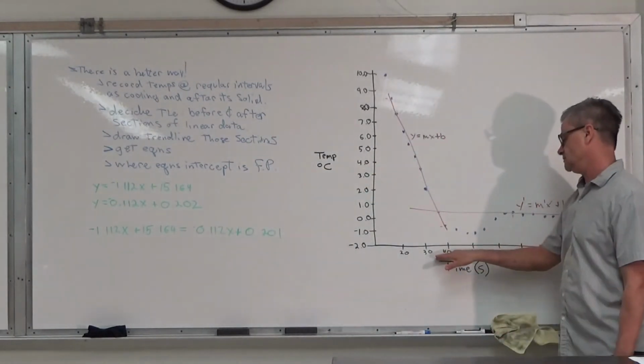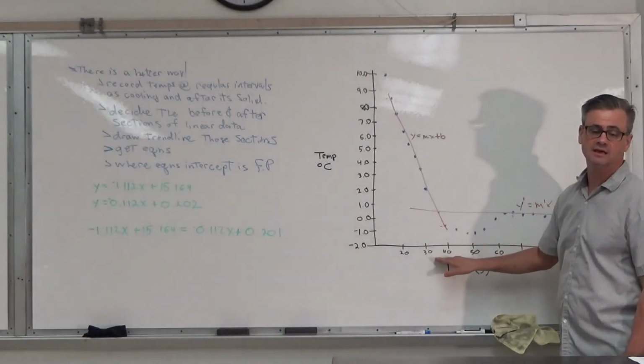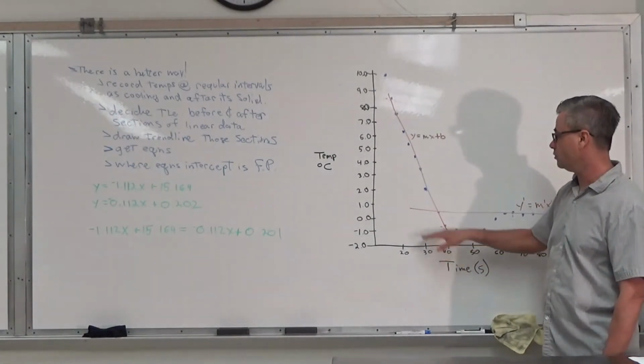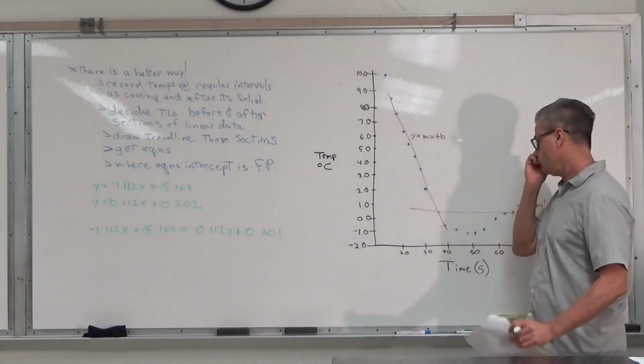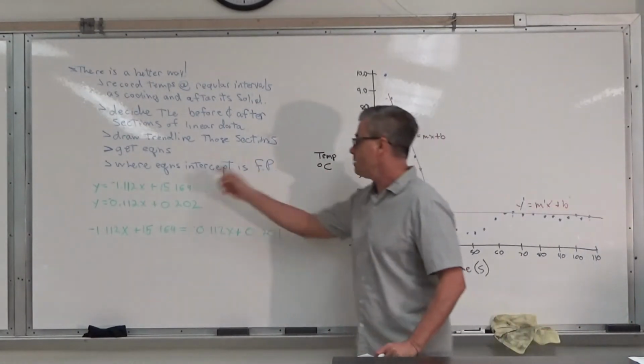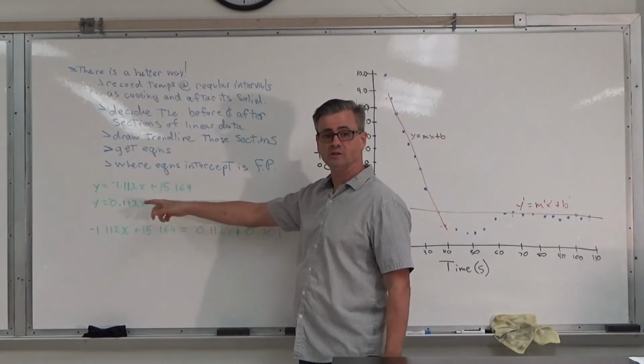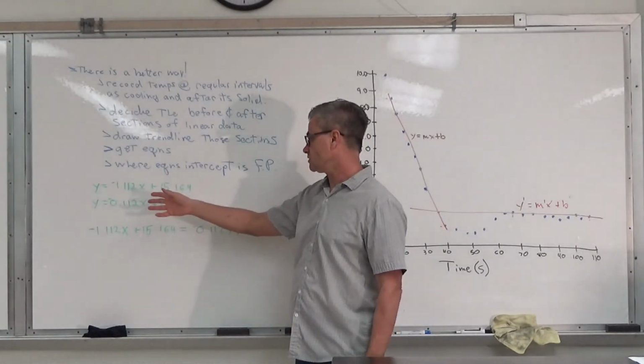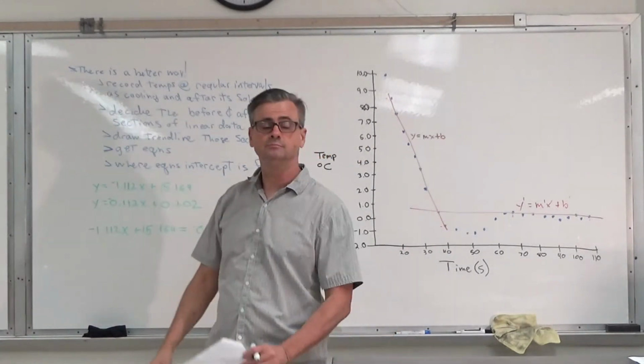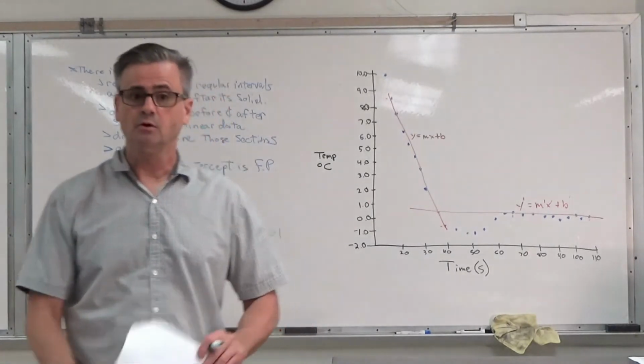But the x is the time that it happened. You don't care about that. What you want to know is the temperature. How do I do that? Well, you take the x that you just found and plug it back into either of the formulas. It doesn't matter because at the intersection point, you're going to get the same y. And that's how you do it.